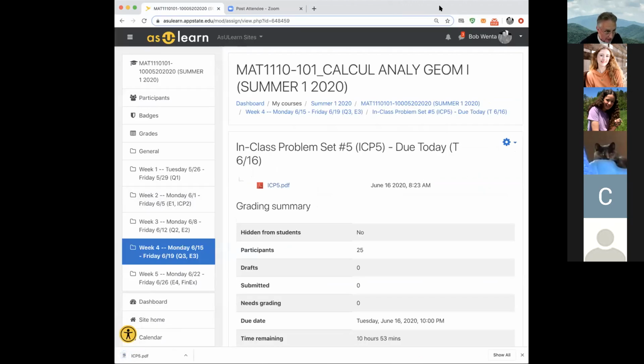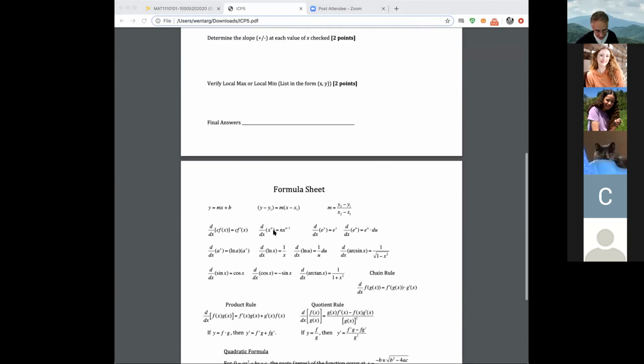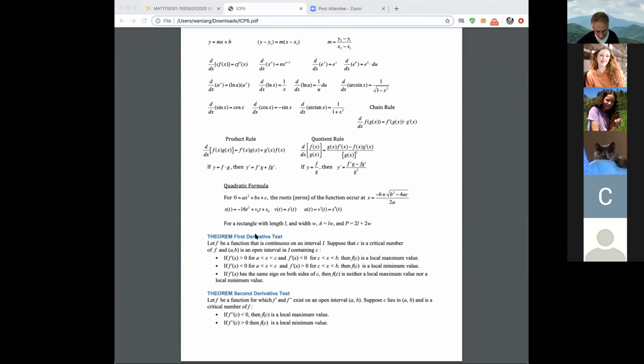Okay, so here is what I ask you to do. This is the first derivative test. I want to go through this process of doing a first derivative. I've included it on the second page here also. If you notice, the first derivative test down here gives the rules, what you've got to do. The second derivative test is there also, but this is the first derivative. Take a look at it.